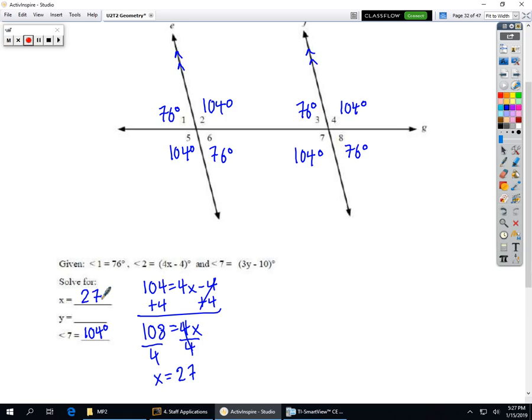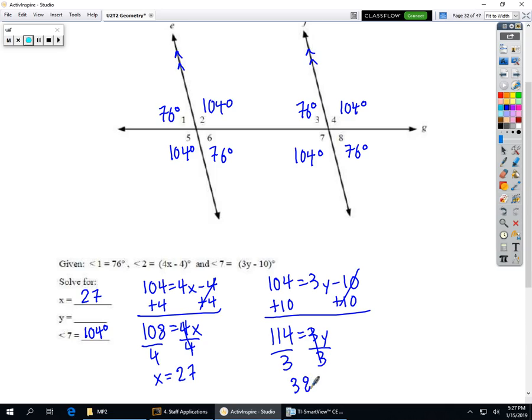With y, same thing. 104, because that's 7, equals 3y minus 10. Add the 10 to both sides. That's 114 equals 3y. Divide 3 from both sides. That's 38 equals y. Which means y is 38. There we go.